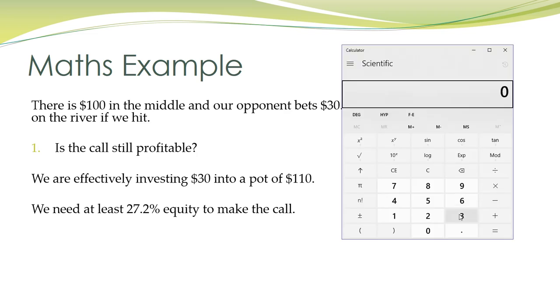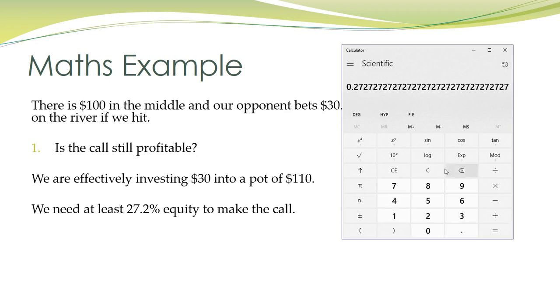Let's just check some of this maths as we go along. 30 divided by 110. Hopefully you're very familiar with this method by now. And if you still need to do this step, but you don't have to, you can multiply by 100. 27.2% equity to make the call.